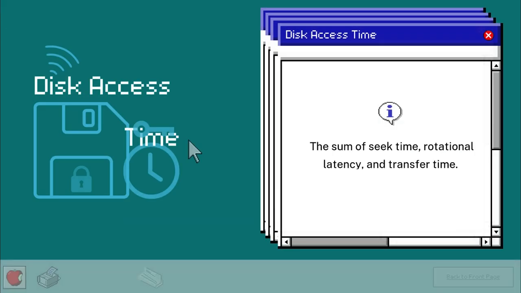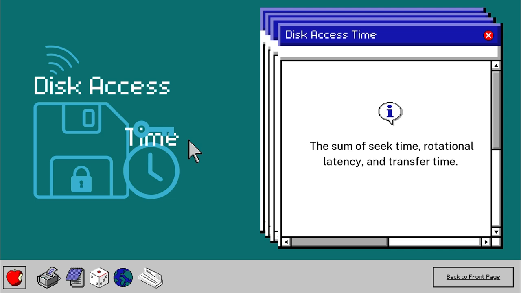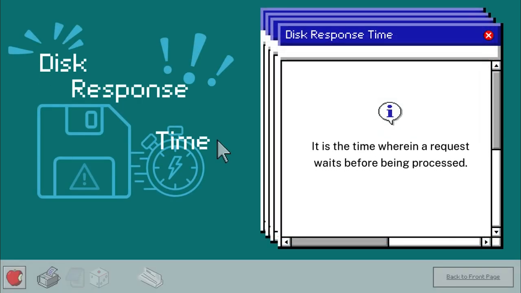Then, we have the disk access time, which is the sum of seek time, rotational latency, and transfer time. We also have the disk response time. It is the time wherein a request waits before being processed. Understanding these terms helps us evaluate the efficiency of different disk scheduling algorithms.